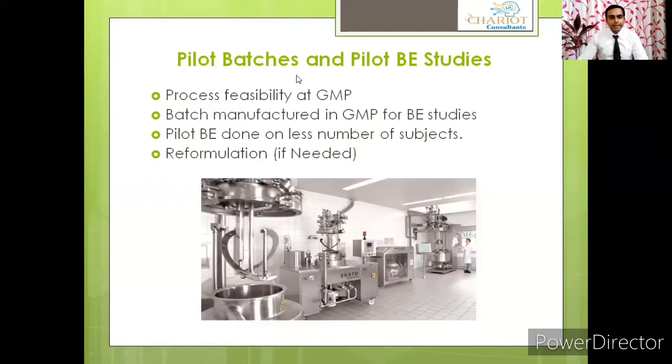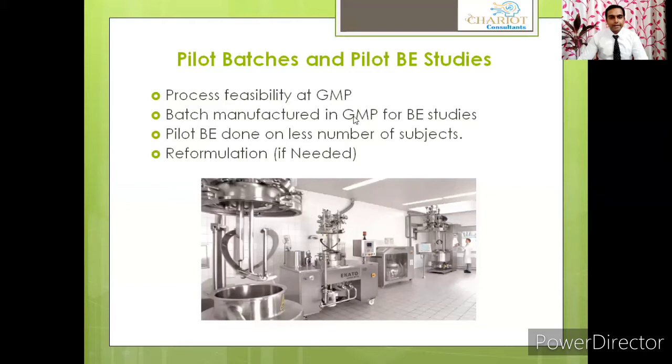So why do we do the pilot batches? Just to see the process feasibility, if there is any issue in the scale up when you are transferring the product from R&D to plant. For example, you are in the R&D, you are doing granulation in a 2 liter bowl, but in plant you have around a 100 liter bowl or 500 liter bowl. So in that case, will the impact of scalability impact your critical quality attributes? These things we need to evaluate at plant level.